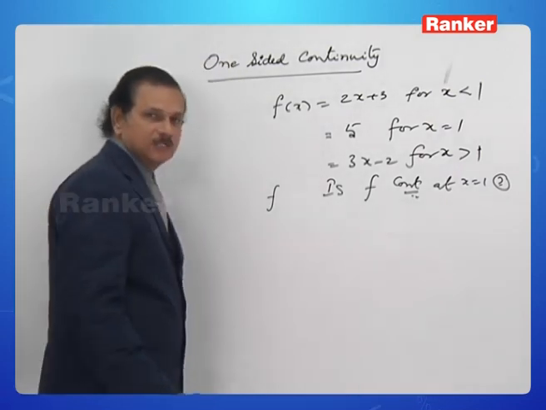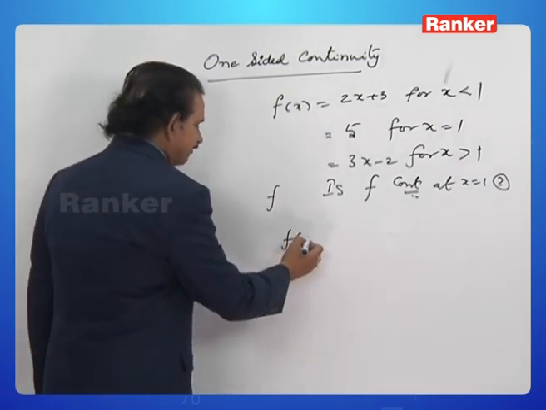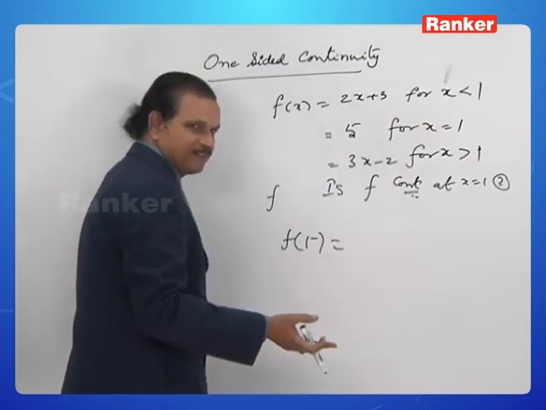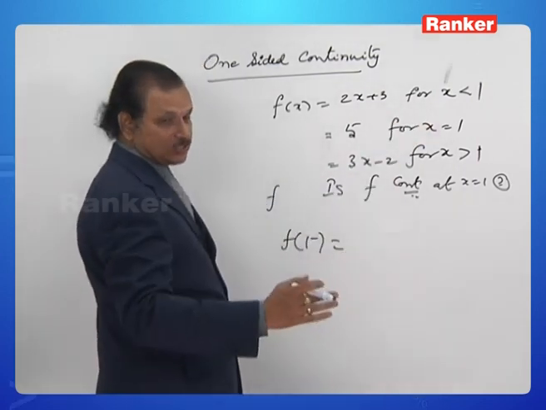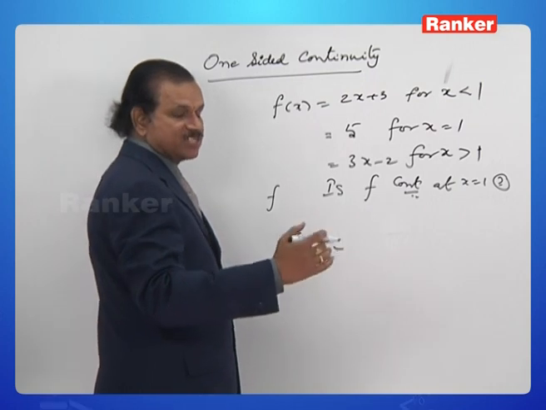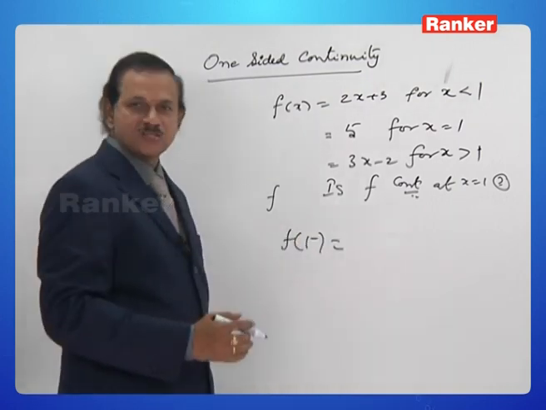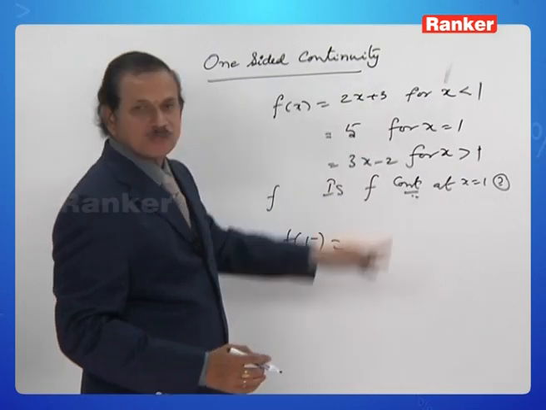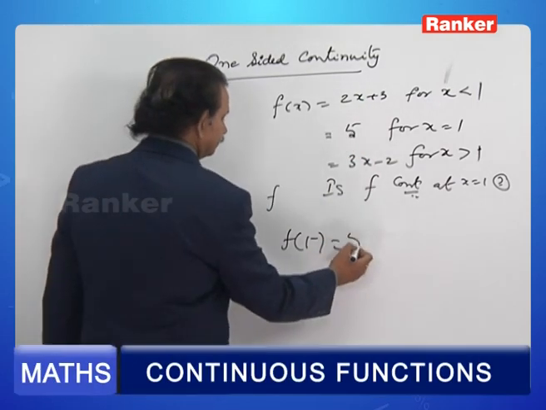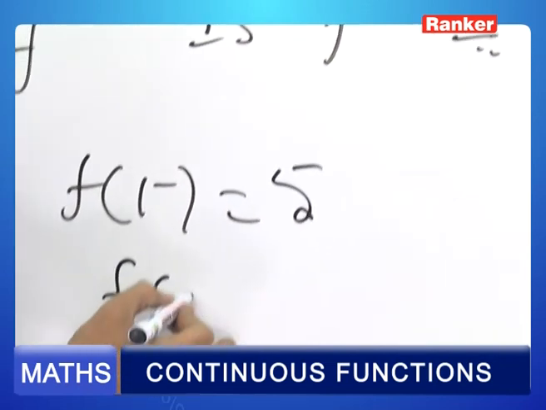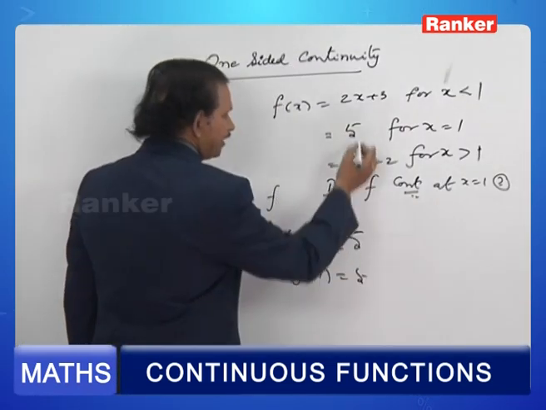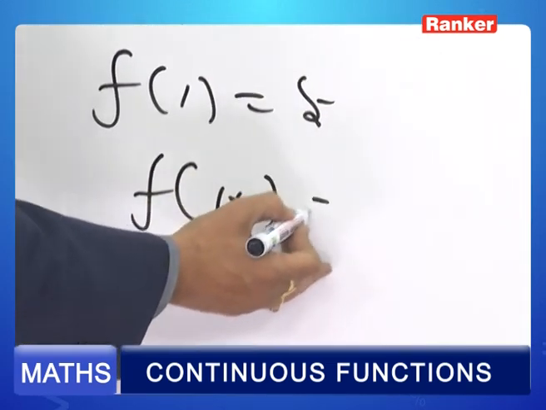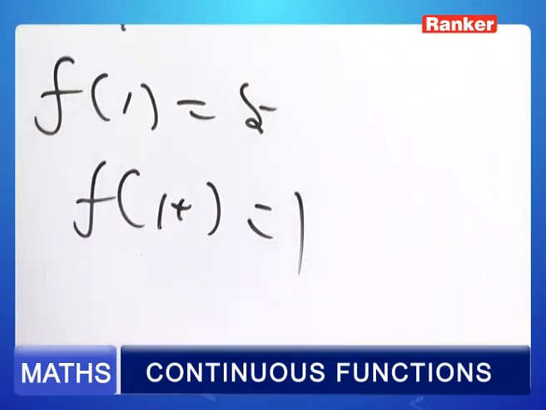That is the question. Let me first calculate f of 1 from left. What is the left hand limit? X tends to 1 from left. X lies to the left of 1. That is, x is less than 1 must be considered. So this is the definition that must be used here. 2 1s are 2, 2 plus 3, 5. f of 1 is 5 directly from the definition itself. And f of 1 from right is 3 1s are 3, 3 minus 2, 1.